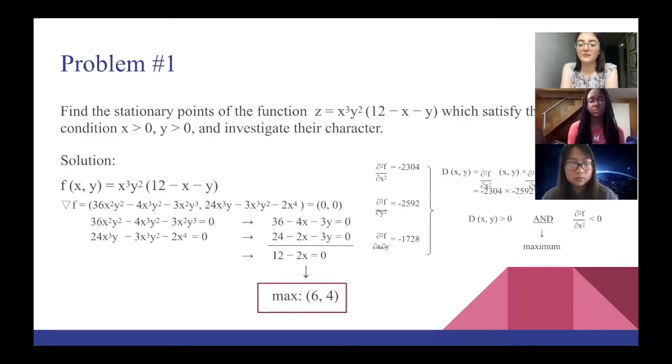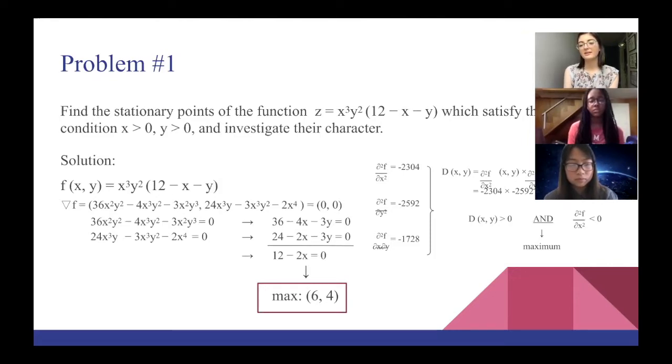And we take the derivative with respect to y, which gets us 24x cubed y minus 3x cubed y squared minus 2x to the fourth. So what we need to do is set that gradient equal to 0. So we have a system of equations at this point where we set each of the partial derivatives equal to 0, and we can solve that, and the point that we get is (6, 4).